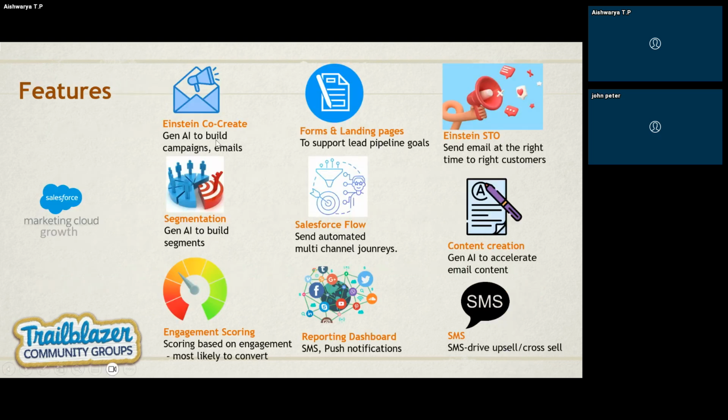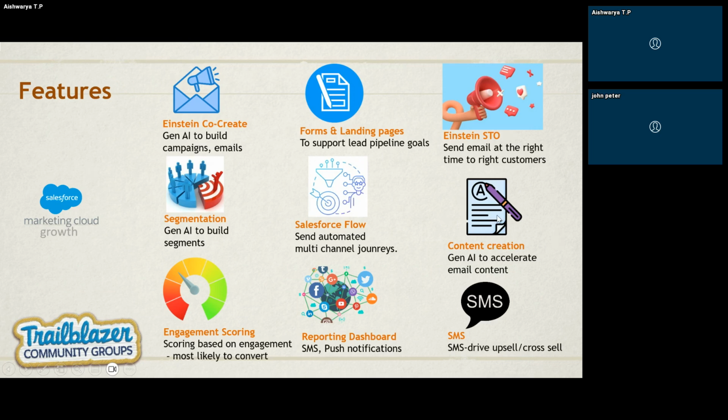Okay, these are the features of Einstein Co-Create, and whichever I already told, I'm going to skip those things. Again, scoring. This is like a combination of two systems, Marketing Cloud Engagement and Account Engagement. Few things which are available in Marketing Cloud Engagement, you will see here also in Marketing Cloud Growth Edition. That is Einstein STO, which is available in Marketing Cloud Engagement, is available here in Growth Edition.